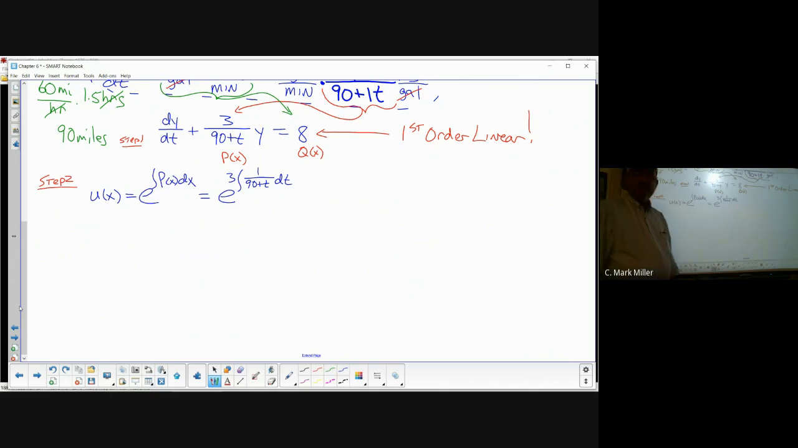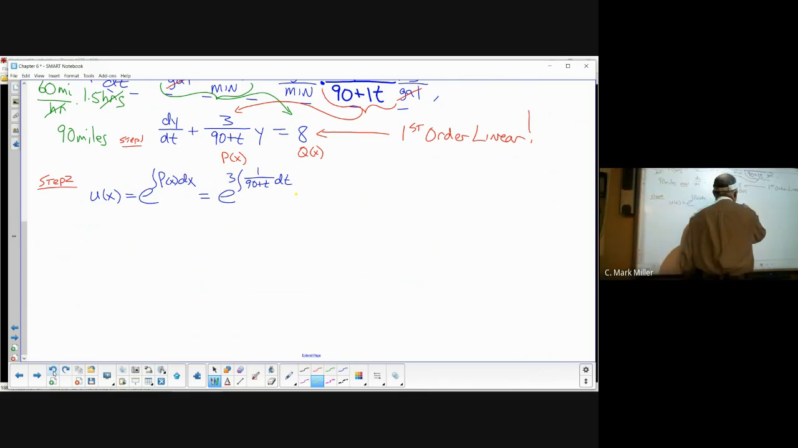Pop quiz. What's that integral? Natural log. The top is the derivative of the bottom. You don't have to do anything to that.